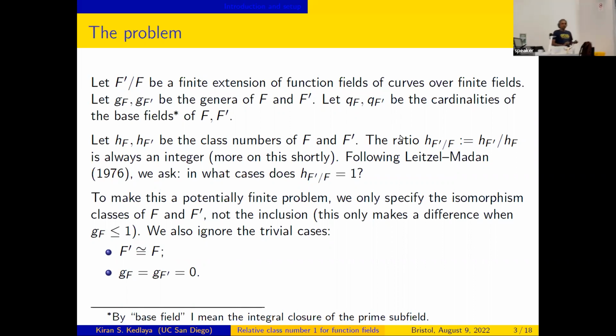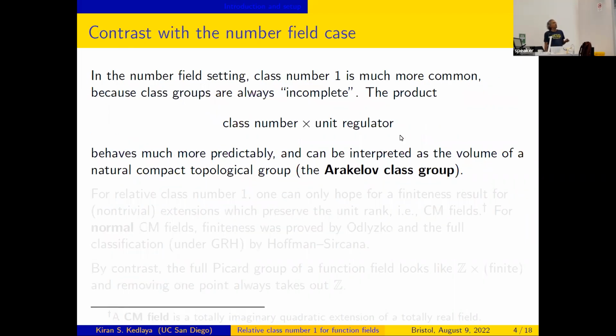So okay, those are the trivial exceptions, and then the problem is, excluding these trivial exceptions, give me a finite list of examples and prove that it's complete. First, maybe prove that you get a finite list, and then actually identify that finite list. So let me point out something about the number field case.